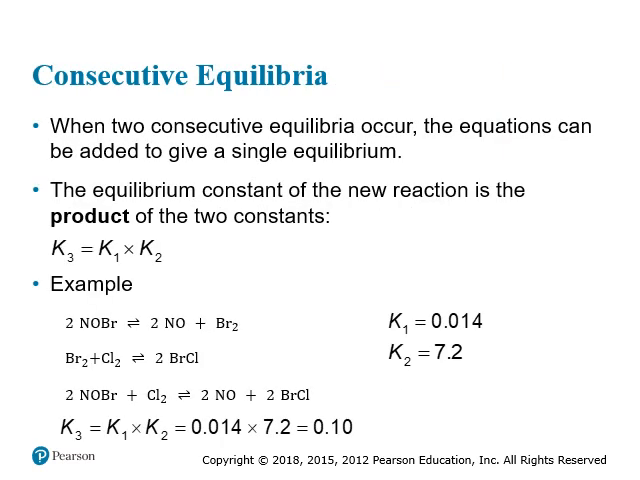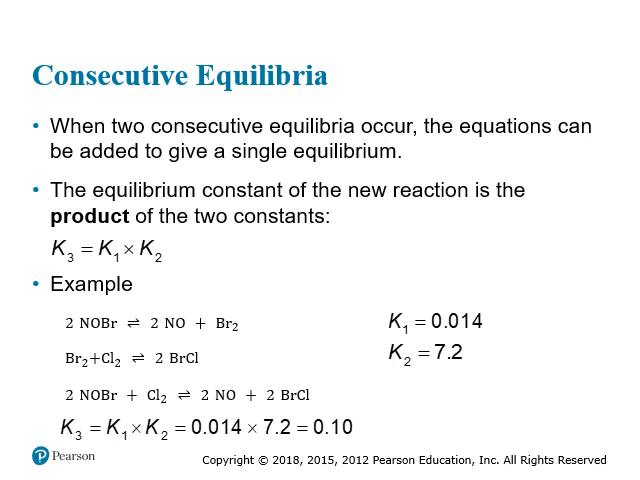Now, if we have 2 reactions that consecutively achieve equilibrium, then their equations can be added together in order to give a single equilibrium. For example, let's look at the system that involves nitrosyl bromide decomposing in order to form nitrogen monoxide and bromine gas. That equilibrium system has a K value of 0.014.